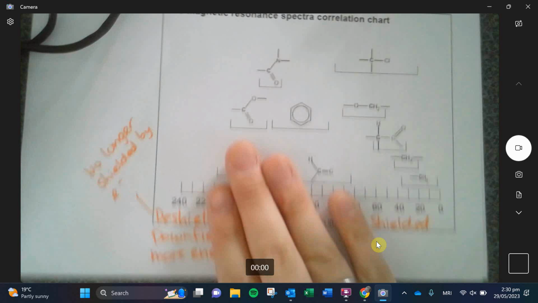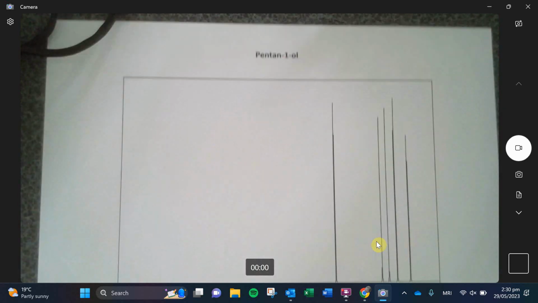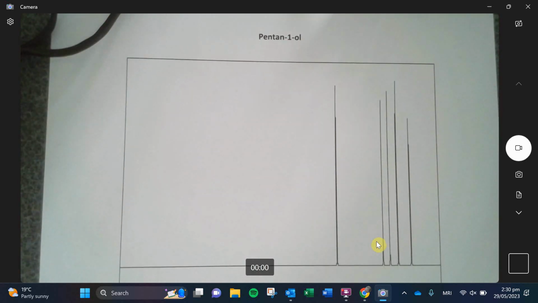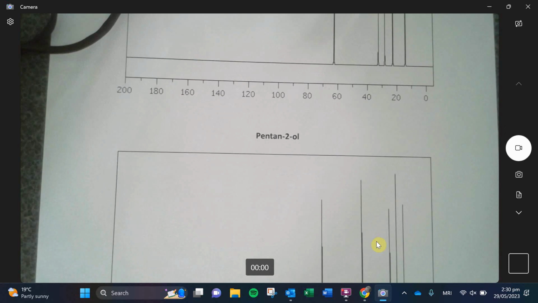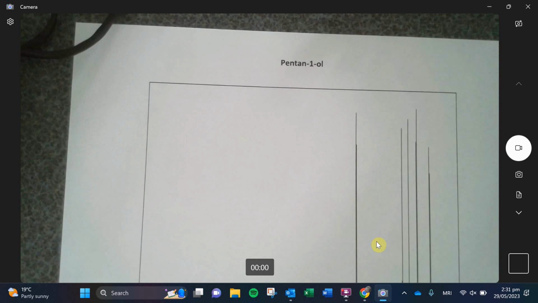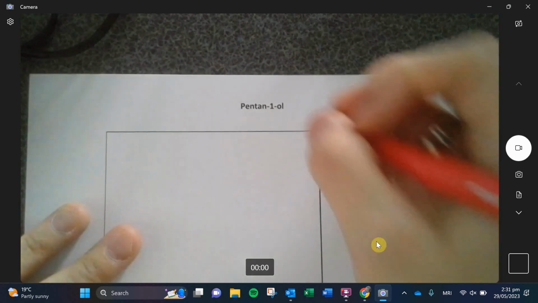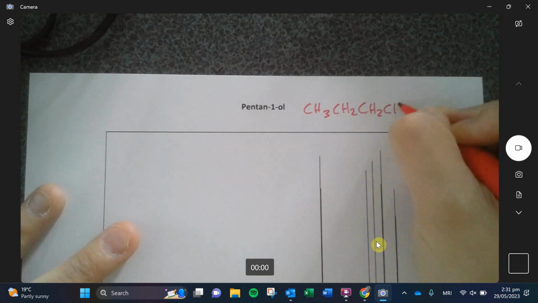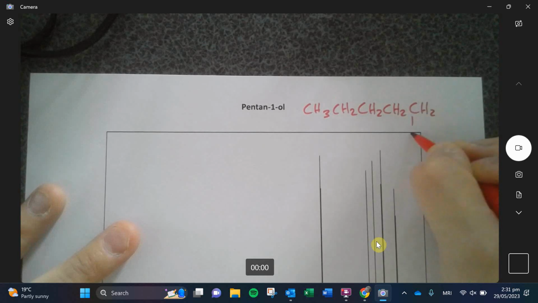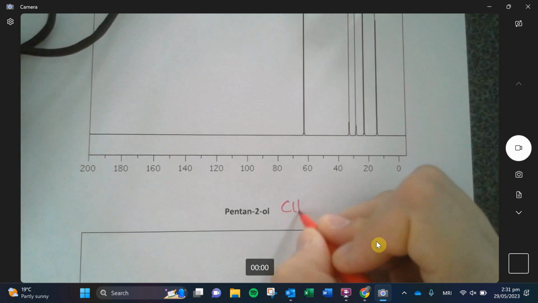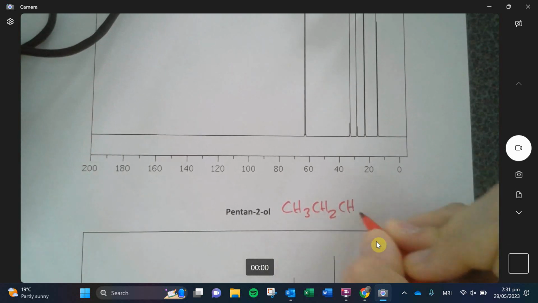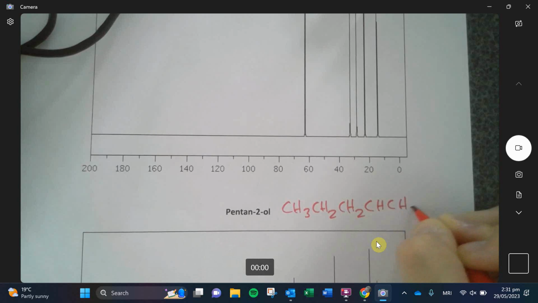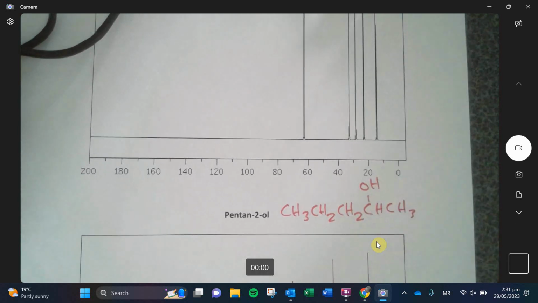Ready? So I just want to show you guys this in real life. I've given you two organic molecules, pentan-1-ol and pentan-2-ol. Both of these are structural isomers of each other because they have the same carbon number and functional group. I'm going to draw it out so you guys can see what they look like, just to help visualize. So pentan-1-ol, CH3, CH2, CH2, CH2, CH2, OH is what we've got over here. And then pentan-2-ol is the same structure, but with the OH on carbon number 2.